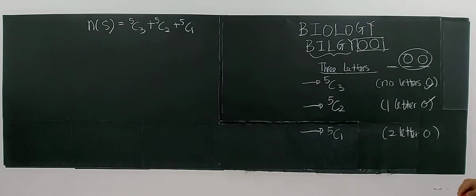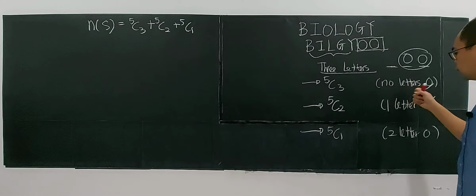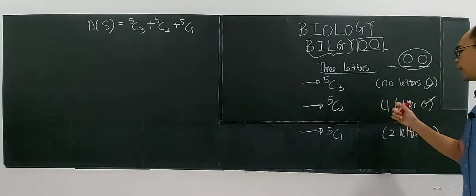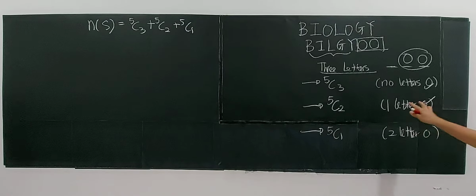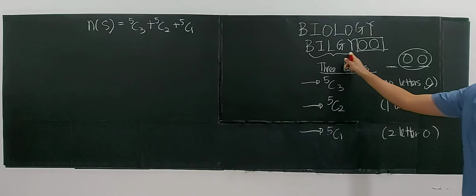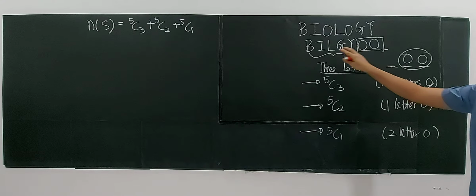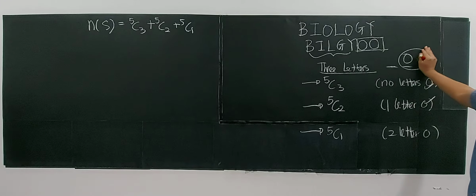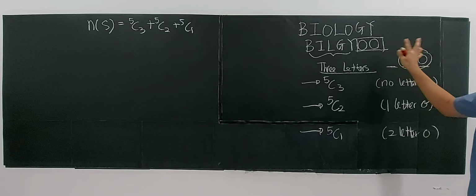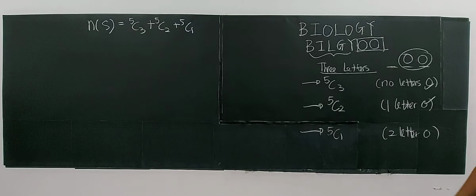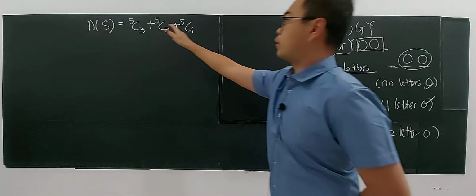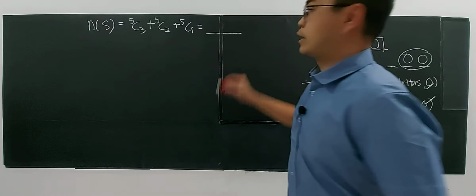So it's either no O inside the 3 letters, or one O in the 3 letters. With one O, already have one O, so you need another 2 from these 5. If you have 2 O, then you need another 1. So this is all the possibilities. You should add up, right?